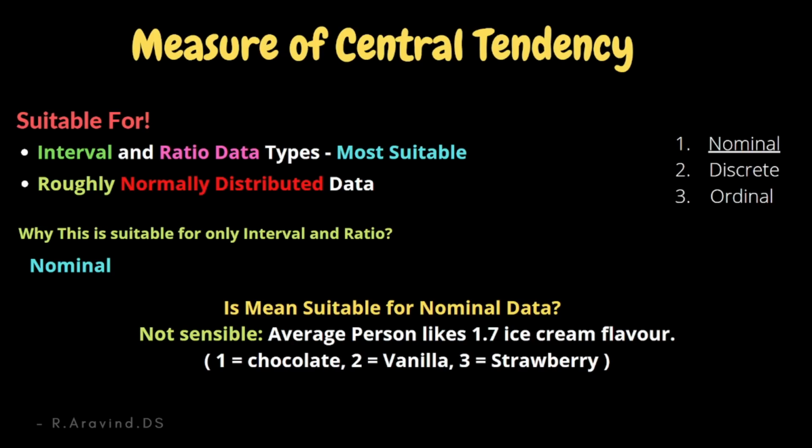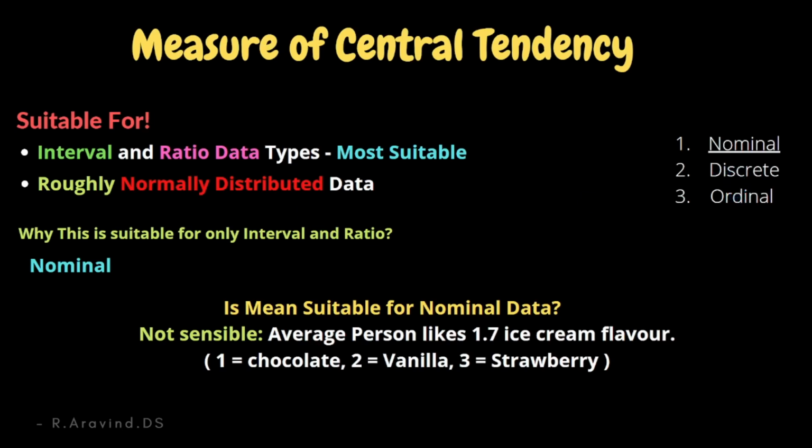If you are calculating the mean, the perfect data is interval. If you have an interval data type, you can get a value like 1, 2, or 3. If you have a ratio data type, you can get a solid value. So this is why I'm telling you interval and ratio data types are more suitable for the mean. And nominal, discrete, and ordinal are usable, but it doesn't make any sense.